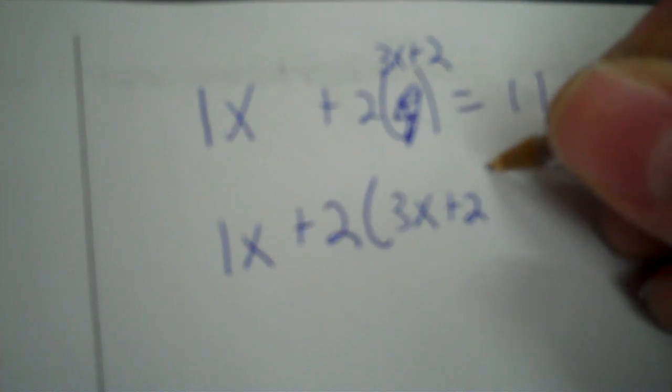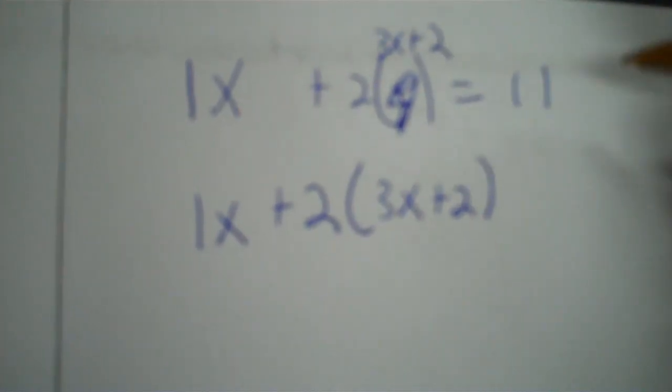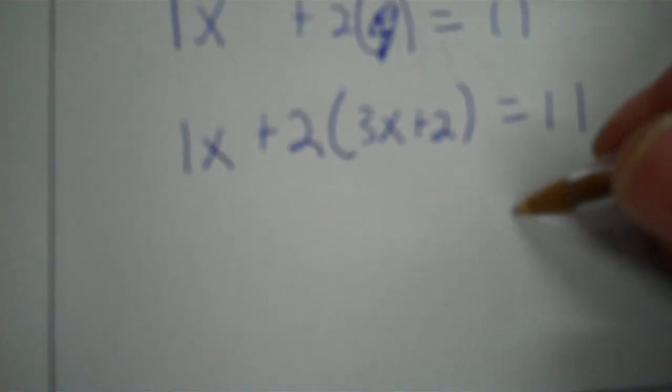So y is out. And in its place, we substitute 3x plus 2. Okay, so we have 1x plus 2, parentheses, and we put 3x plus 2. After the parentheses, we're equal to 11. We got an x here and an x here. We should always have the variables be the same, x and x. If you have x, y at this point, you're doing something wrong.